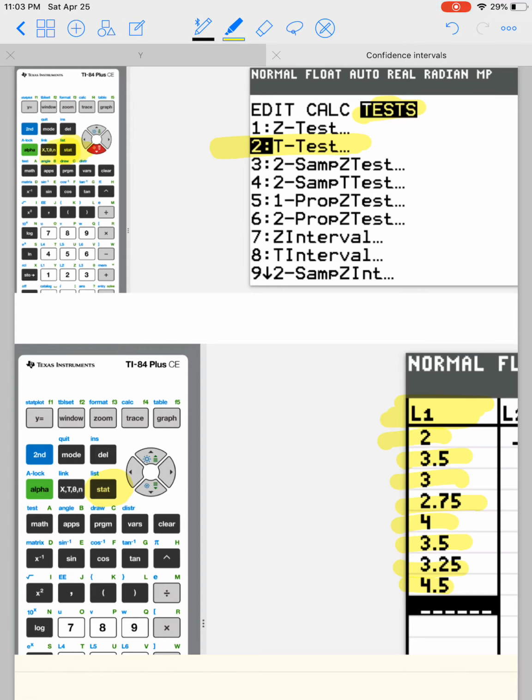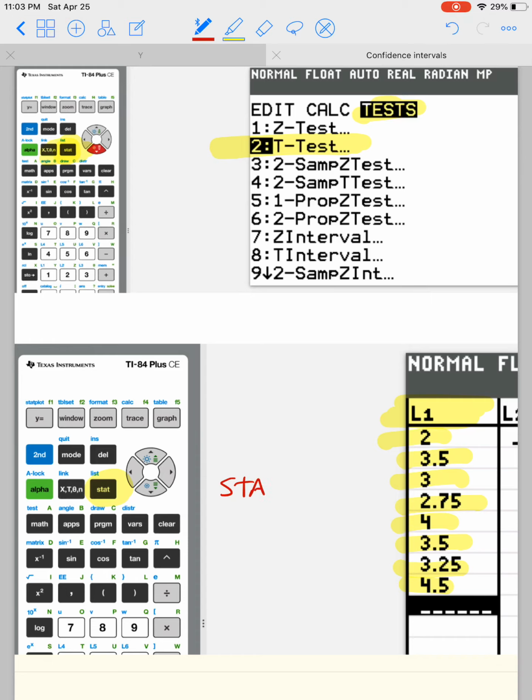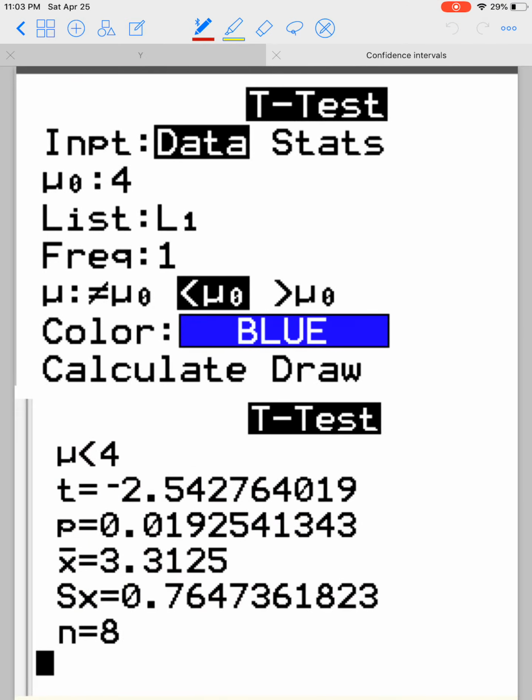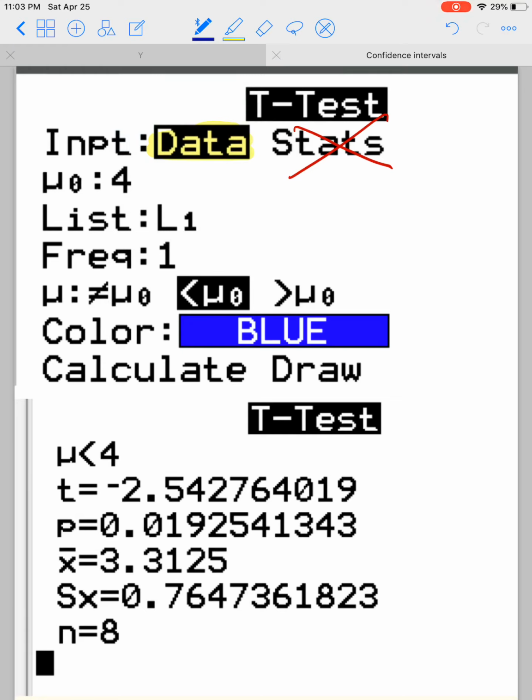So, you go Stat, Edit, and you put these numbers in, okay? And then you go to Stat again, and then you do T-Test. After you do that, you're going to go Data, not Stats. That's only when we have the statistics. You go to Data. You're going to have to fill in your mu, so that's this guy here. List 1, your frequency should always be 1. Okay, and then, because it said less than, I will pick this guy here, and then I'll hit Calculate. Once I do that, I'm going to get my answers.